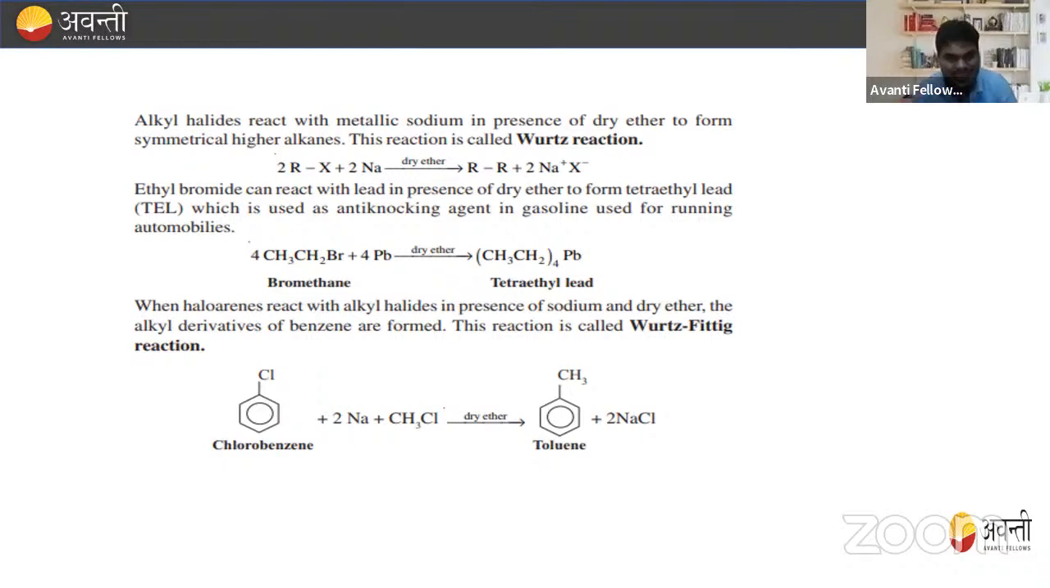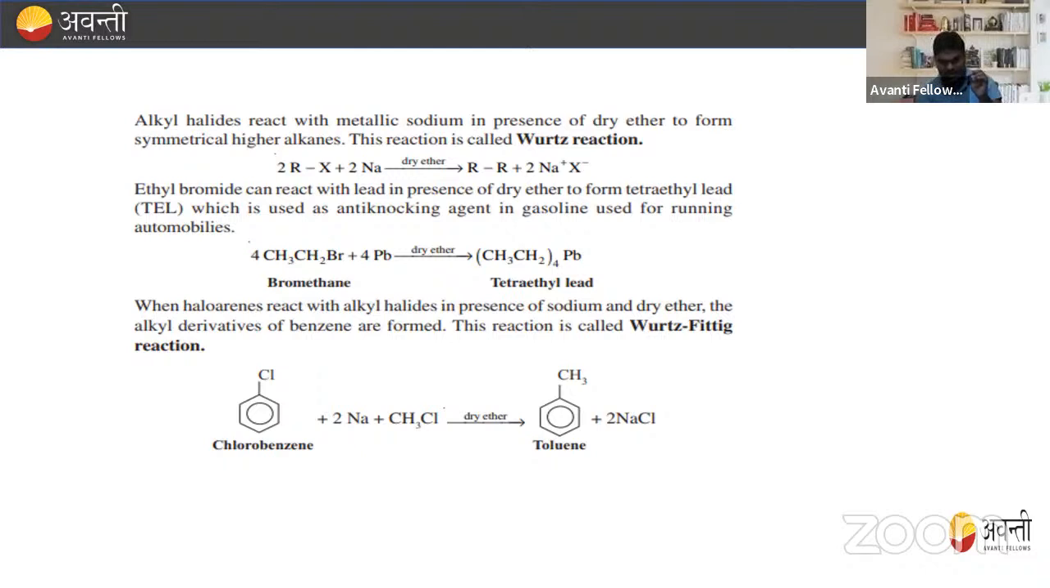Basically, ethyl bromide can react with lead in presence of dry ether to form tetraethyl lead, which is used as an anti-knocking agent in gasoline used for running automobiles. So this is bromoethane, which reacts with Pb to form tetraethyl lead.